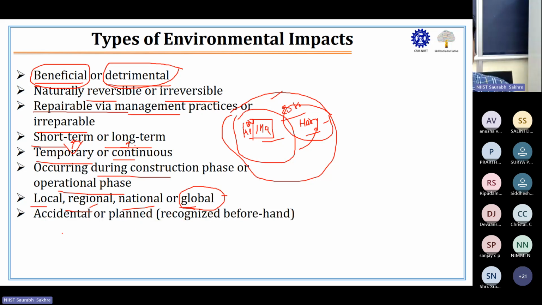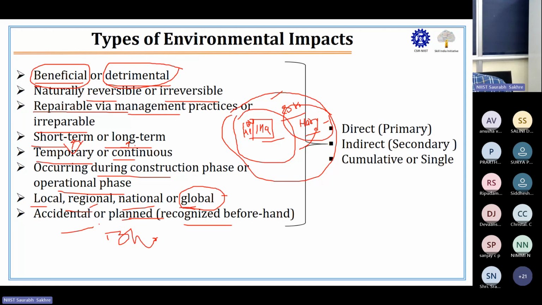Second one is accidental or planned. Recognized beforehand. Sometimes there will be accidental impact, like I'll give you a simple example, the Bhopal gas tragedy. That was an accidental impact. Methyl isocyanate gas was discharged into the atmosphere accidentally. And sometimes it will be planned also. Like when we do certain kinds of processes like blast furnace, slag or welding, we know that certain gases will emerge. So we know that it is planned and we will make mitigation measures beforehand. So that is a kind of impact.